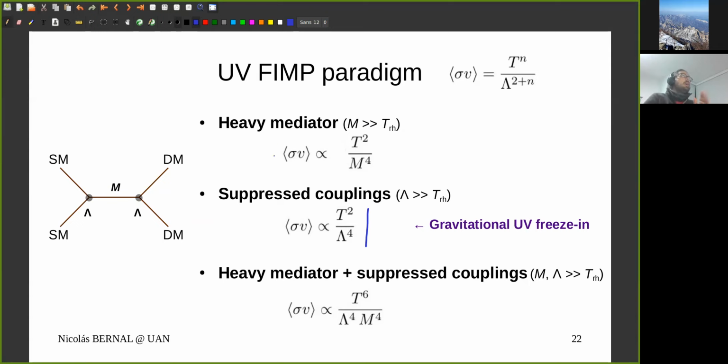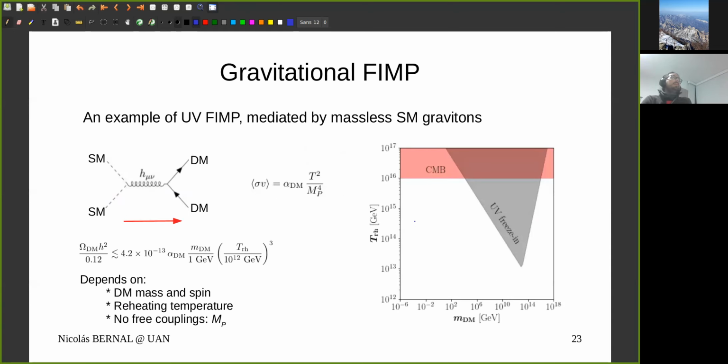So in that case, of course, the mediator will not be heavy, it will be massless actually, and the coupling will be 1 over the Planck mass. So you will naturally have UV freezing when you have gravity, and that's the only gravitational effect that we are sure has to be there. There's no way of avoiding it. There's no free parameter there because the only coupling is 1 over the Planck mass. So that's one example of gravitational ultraviolet FIMP production. Let me give you a bit more detail here.